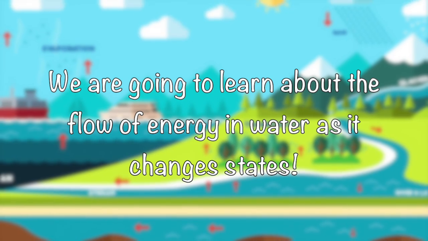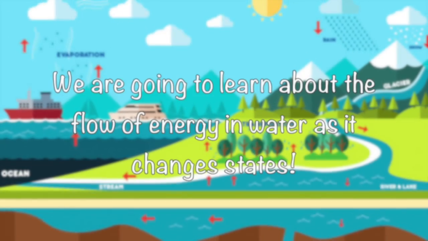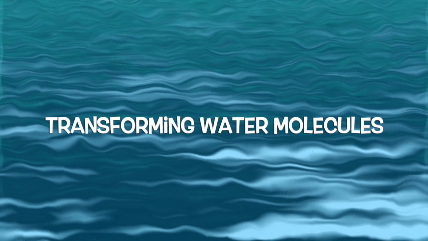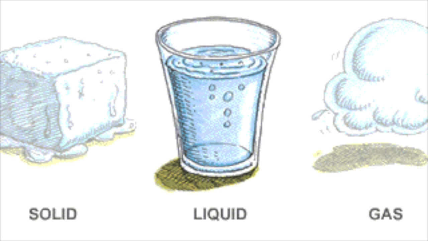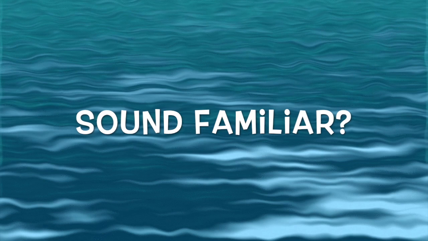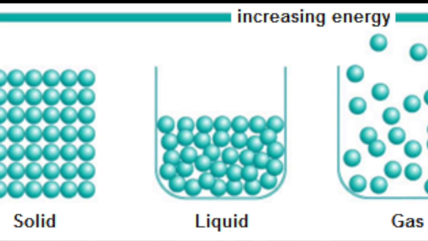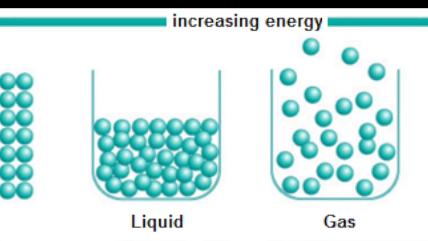We are going to learn about the flow of energy in water as it changes states. Water can change into 3 different states: solid, liquid, and gas. Sound familiar? As the energy in the water molecules increases, the state of the water changes. Conversely, the state of water also changes as the energy of the molecules decreases. The way the molecules are organized or structured also changes.